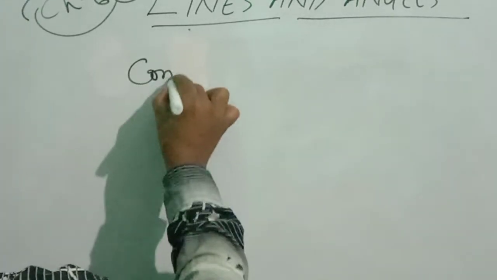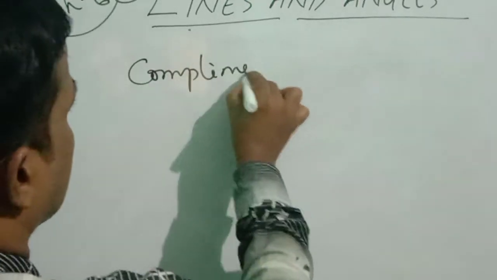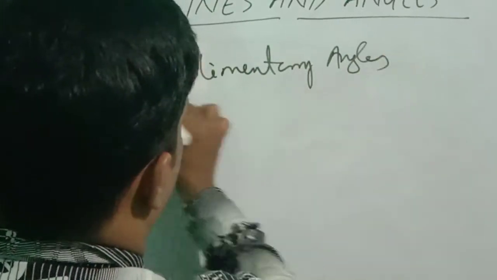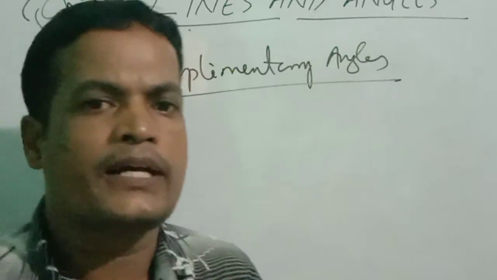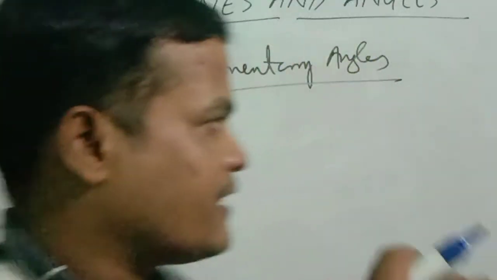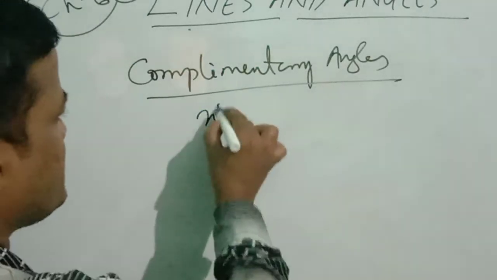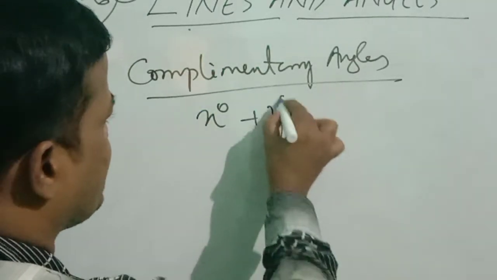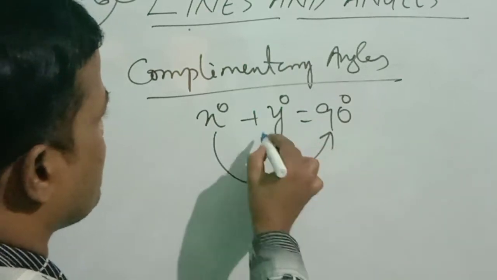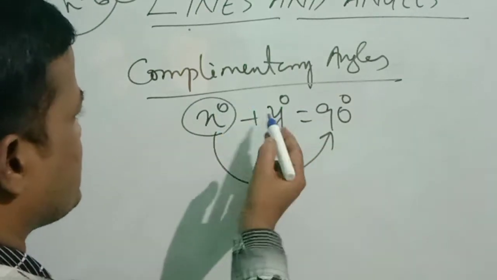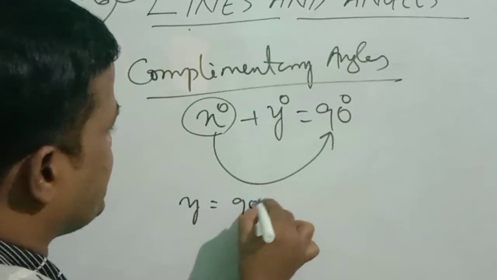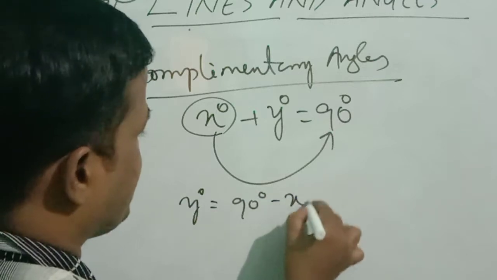Complementary angles. Children, if the sum of two angles is 90 degrees, then they are called complementary angles. That means x is an angle, y is another angle. If their sum is 90 degrees, then one is complementary to the other. Then the value of y can be calculated as 90 degrees minus x degrees.